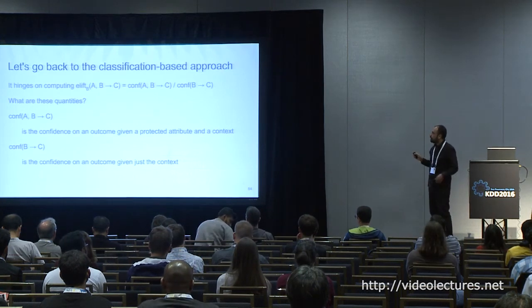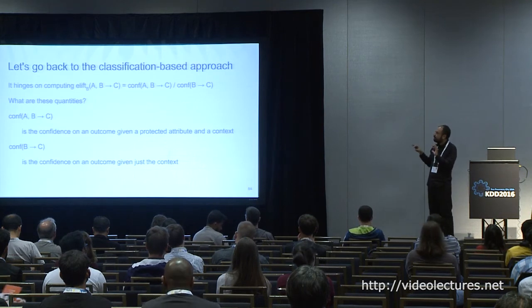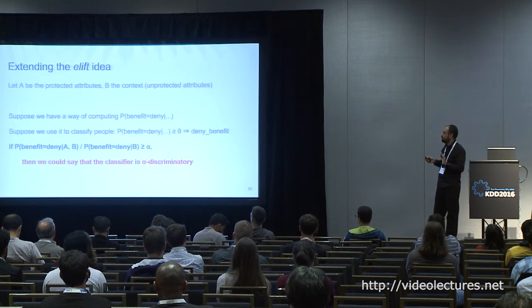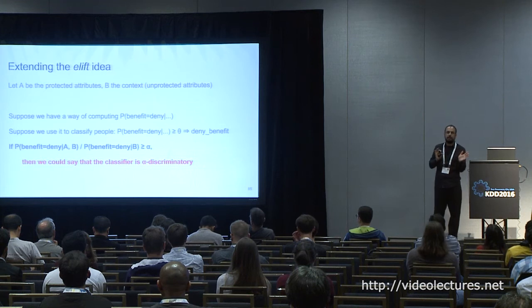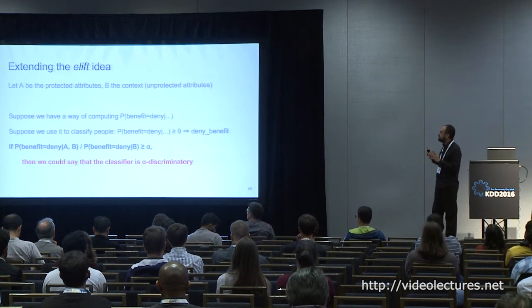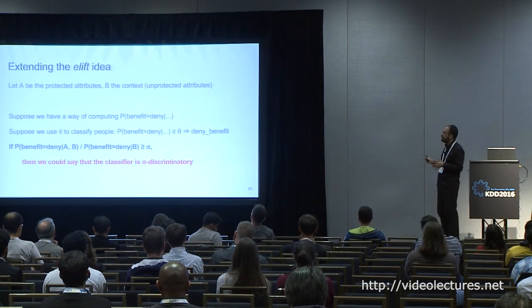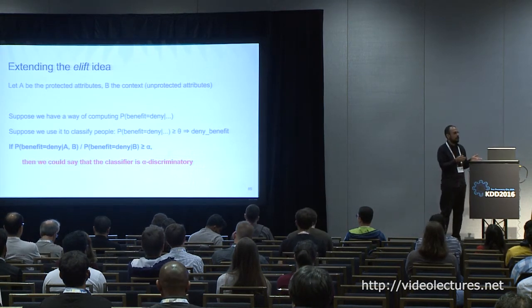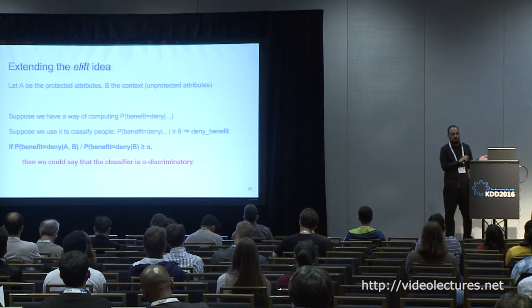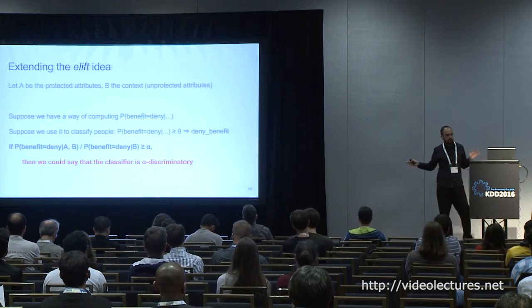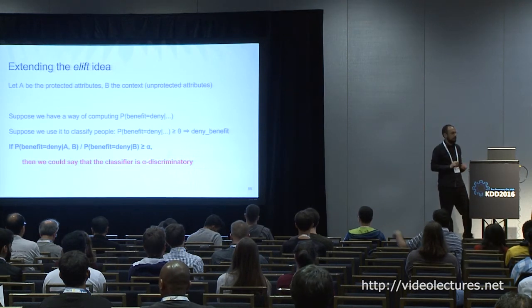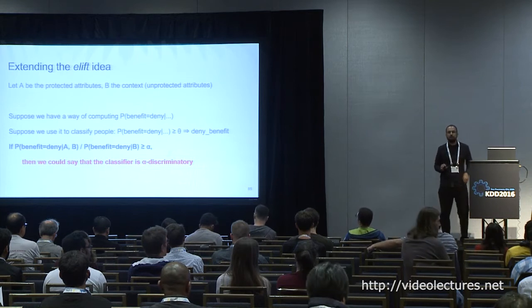So now, if you look at this, these are confidences, right? And now we're going to shift the idea a bit and speak about probabilities instead of confidence. So let A be all the protected attributes. Let B be the context, like the unprotected attributes. And now, suppose we have a way of computing the probability of giving or not giving you the benefit based on some characteristics that you have, right? Suppose it's given to you. And now suppose you use it to classify people.